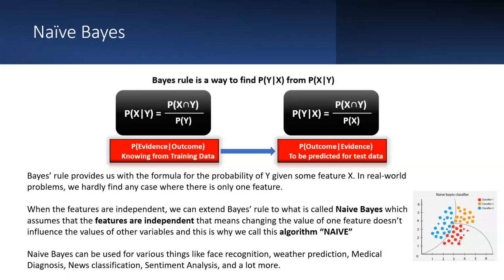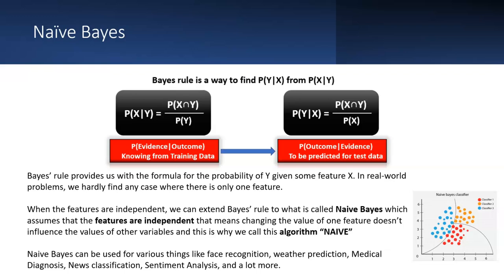So Bayes rule is a way to find P of y given x from P of x given y. So evidence given outcome is known from the training data, and then outcome given evidence is to be predicted for the test set, right? So one is the evidence you already have with the outcome, and the other you want to be predicted on the left hand side. So Bayes rule provided us with a formula for the probability of y given a feature x.